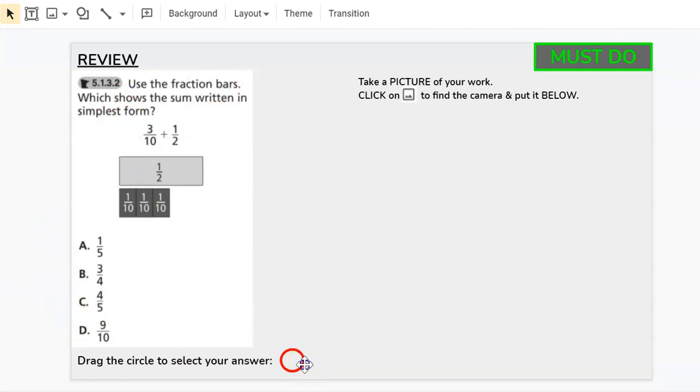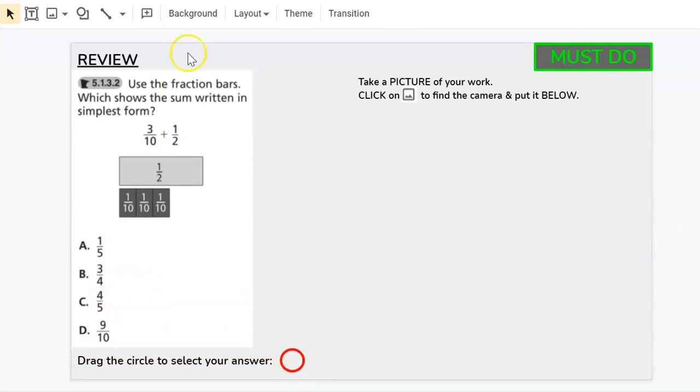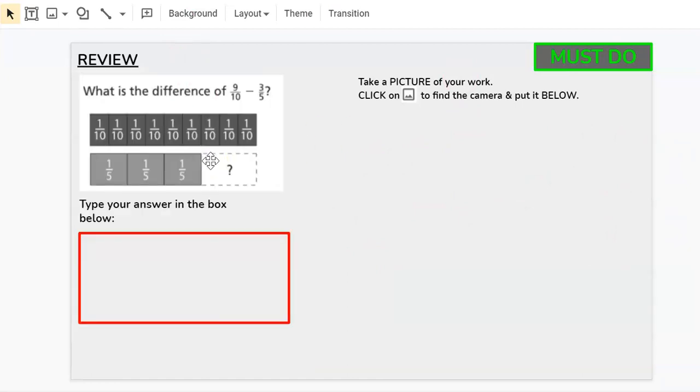On this one, you drag the circle to your answer, so you just drag it over to which one it is. But make sure that you're showing your work on your whiteboard, taking a picture and putting it right here in order to get credit. And then right here, you're subtracting fractions. Make sure you're showing your work on your whiteboard. It's a review from last week. Take a picture, put it right here, and type your answer into the box below right here.